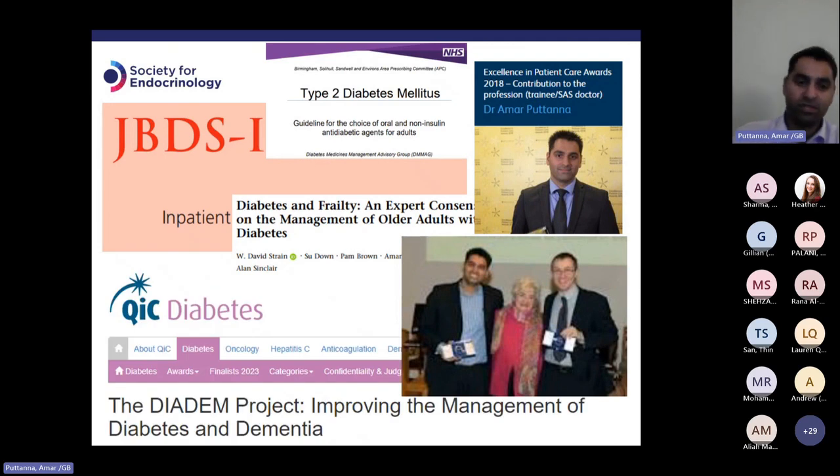And then again, this other important thing, I won a quality and care award for this dementia project. So it just shows that things you do as a registrar in training, this quality improvement project, had far-reaching effects and I still benefit from it to this day. And it's really just to highlight that.